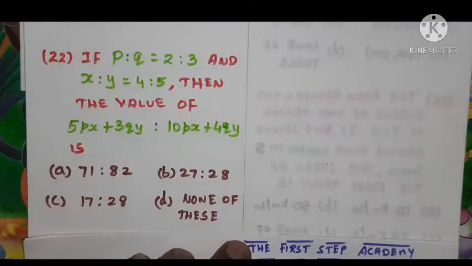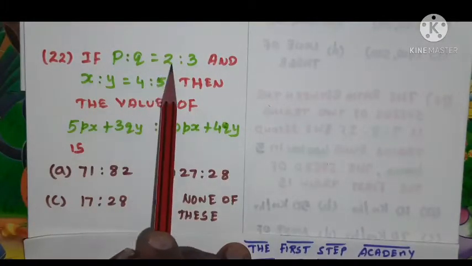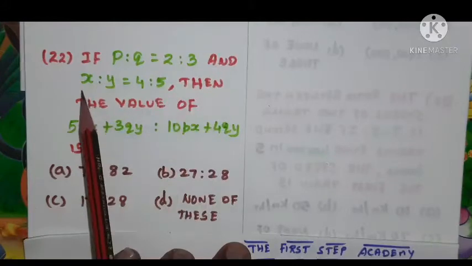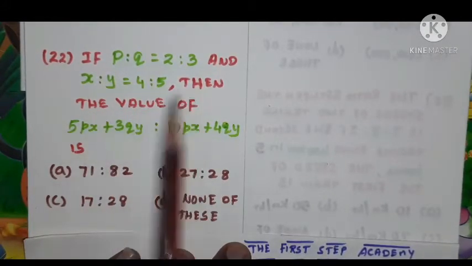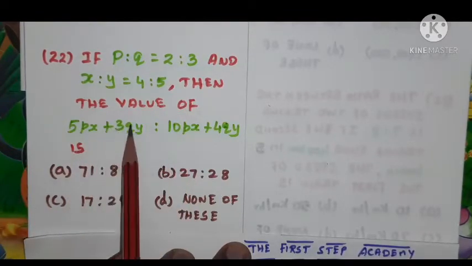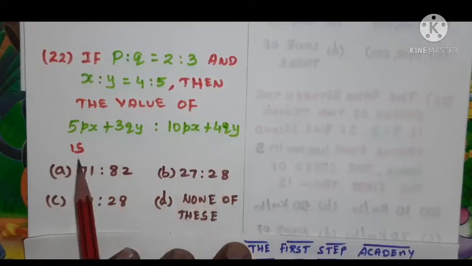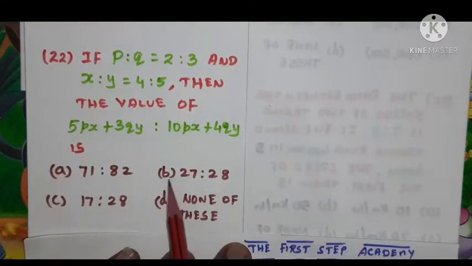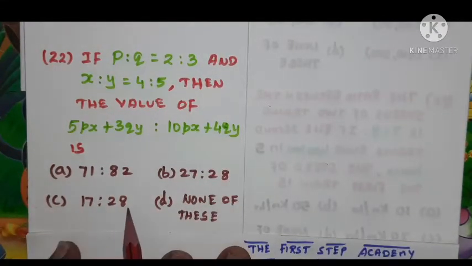Okay, the next question, number 22. If P is to Q is equal to 2 is to 3 and X is to Y is equal to 4 is to 5, then the value of 5px plus 3qy is to 10px plus 4qy is. Given options are option A 71 is to 82, option B 27 is to 28, option C 17 is to 28, option D none of these.